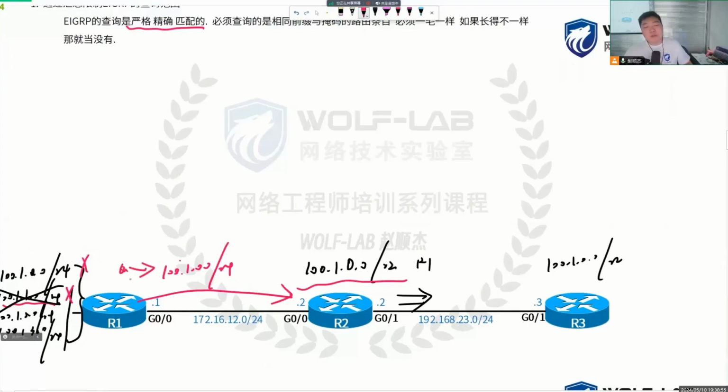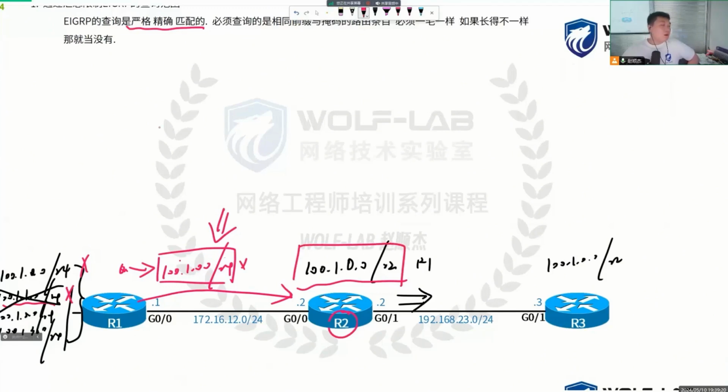Do you have a 100.1.0.0/24 route? Do you know how to get to this site? Do you have its route? Can you tell me the information about this route entry? For R2, the query message I receive, you're looking for 100.1.0.0/24. I don't have it. I only have 100.1.0.0/22. It looks different.